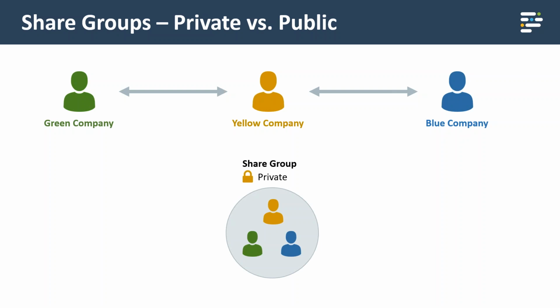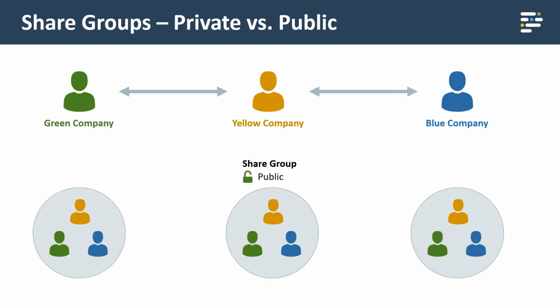Let's say that the yellow company creates a share group, and by default it is private and includes a user from the blue company and a user from the green company. At this point, the only company that can use that share group, because it's private, even though there are users from multiple companies in it, is the yellow company. That's why it sits underneath the yellow company for now. However, if the yellow company now makes that public, then the green company and the blue company can start to share to that share group because it's a public share group now on the project.